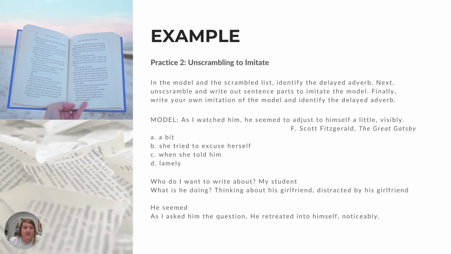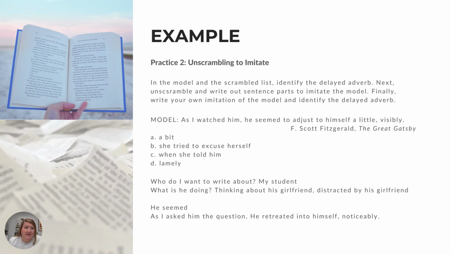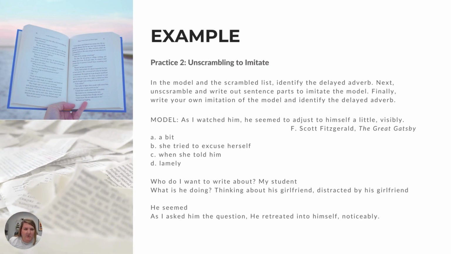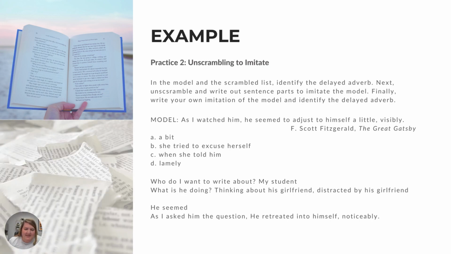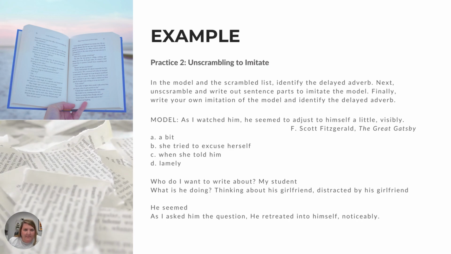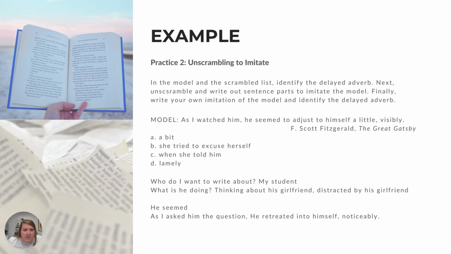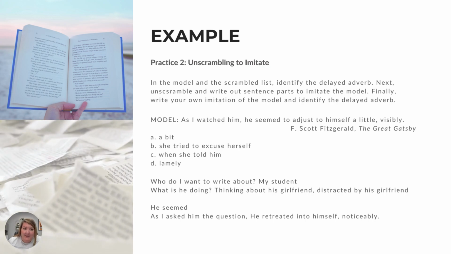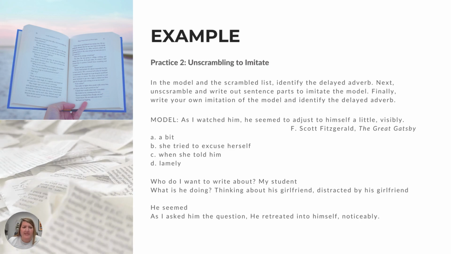She tried to excuse herself. That looks like the subject and verb of the sentence. So when she told him looks like the beginning of the sentence, and then that a little comes there. So when she told him, she tried to excuse herself a bit lamely. Ooh, I wonder what that sentence is about.